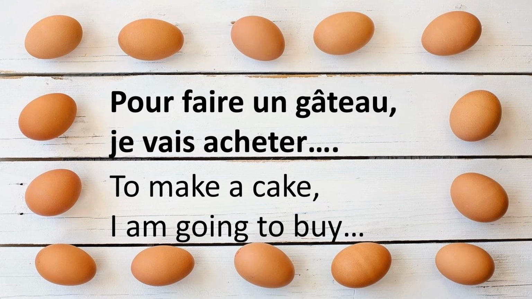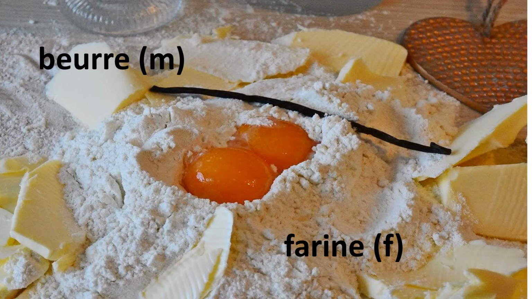So now a little exercise for you. Pour faire un gâteau, je vais acheter. So to make a cake, I'm going to buy, and you're going to tell me what I will have to buy. So tell me, what am I going to buy? So you have beurre, which is butter. Down there you have farine, which is flour. And of course, you have eggs, which we know already. So, how would you say some butter, some flour, and some eggs?